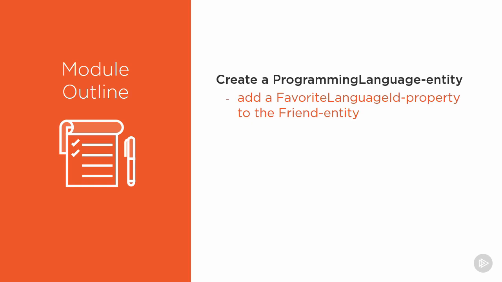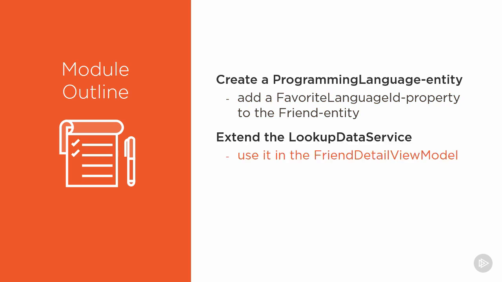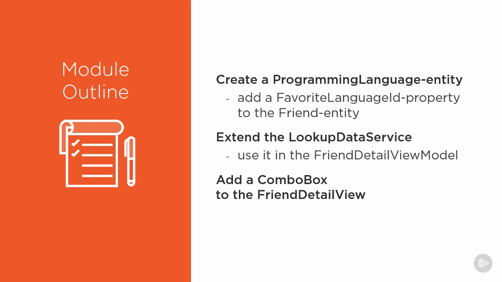After we have created the programming language entity and migrated the database, we will extend the lookup data service. We will use the lookup data service in the friend detail view model to load programming language entities. When the friend detail view model has a list of programming languages, we can add a combo box to the friend detail view so that the user can select a favorite programming language for a friend. Now let's start and create the programming language entity.